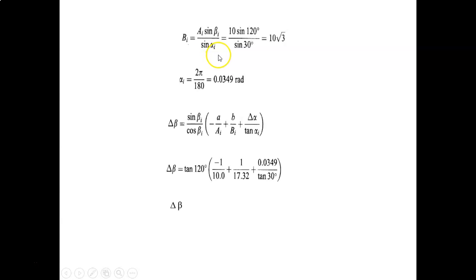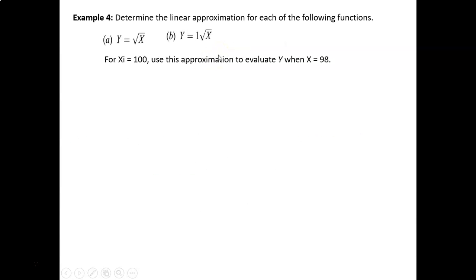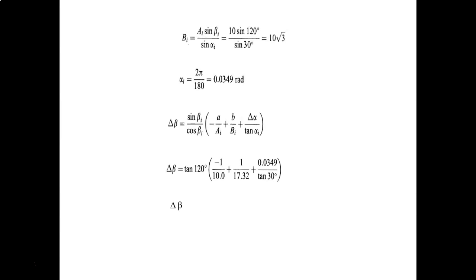Now, therefore, B I is equal to A I into sin beta I divided by sin of alpha I. Therefore, B I is equal to 10 into sin of 120 degrees divided by sin of 30 degrees, which is equal to 10 root 3.